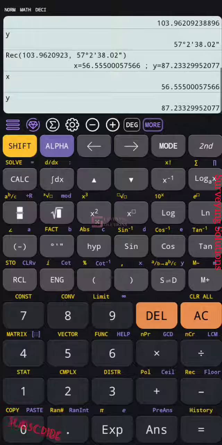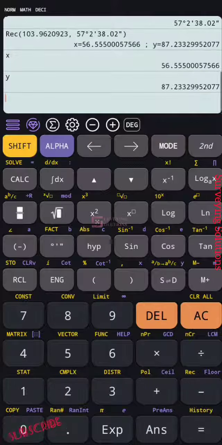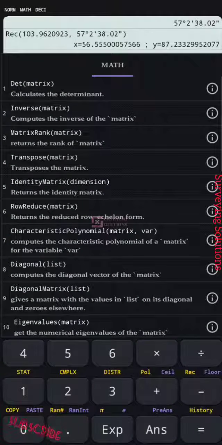Now there are still so many things we can do. Let's still move on. Now you know we have matrices, right? So now let's say shift 4. You can see matrix on 4, which means it's the second function of 4, right? So you click on that. When you click on that, you can see different things.